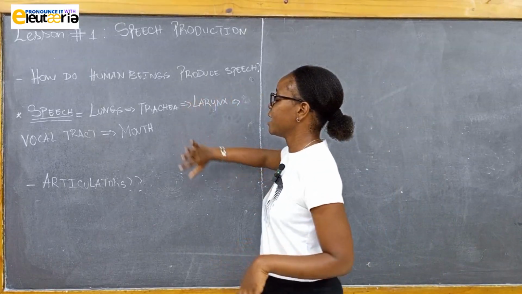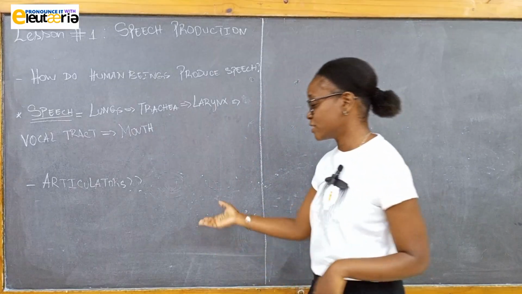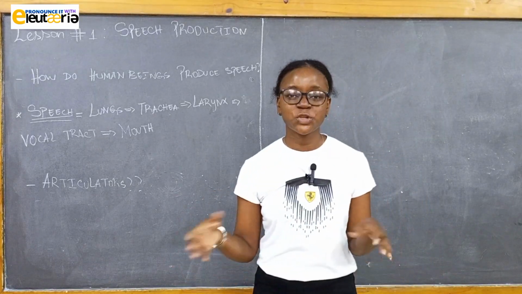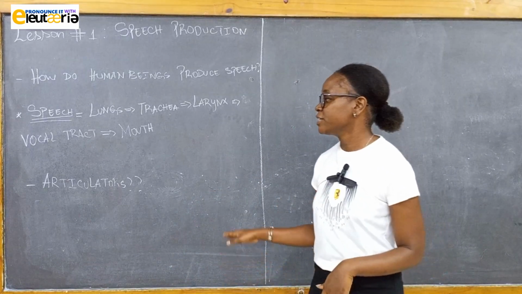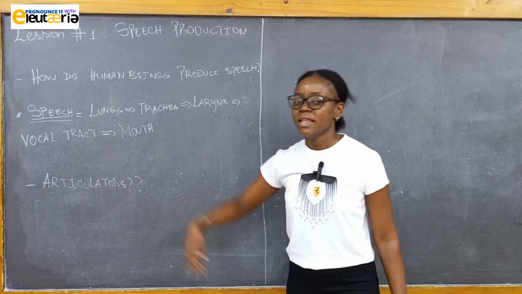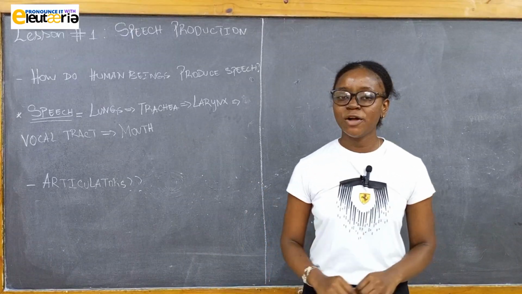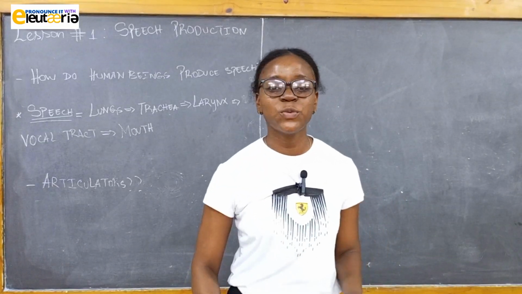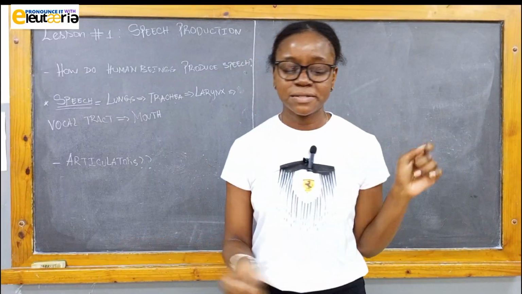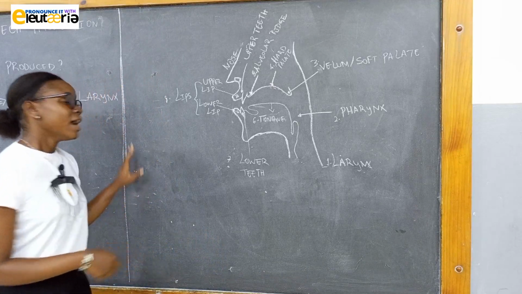So, to understand how this process goes, we also have to have a look at the articulators and what roles they play in communication or in speech production. Articulators are different parts of the vocal tract. They help us produce speech. So let's move on to the next stage of our lesson, in which we are going to analyze each one of the articulators.